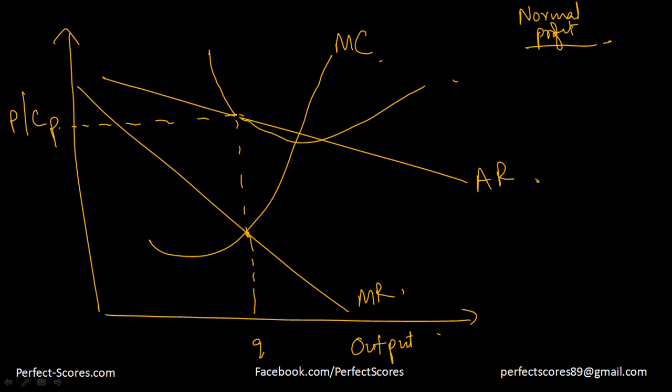And what if the average cost curve is something like this? So if the average cost is something like this, at this point over here is actually going to be my cost as well, which means price is equal to cost. That means this is the case for normal profits.